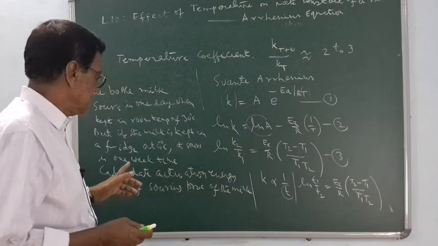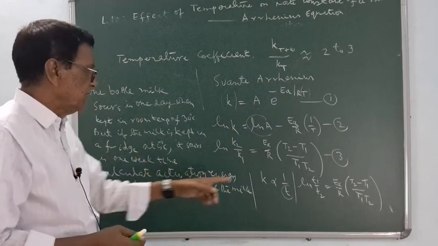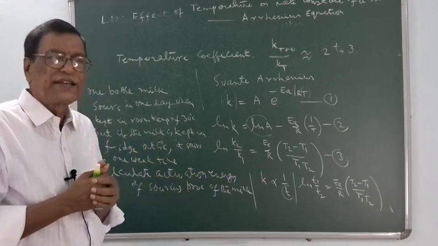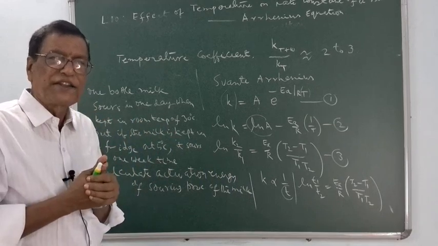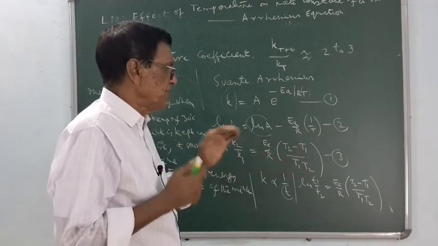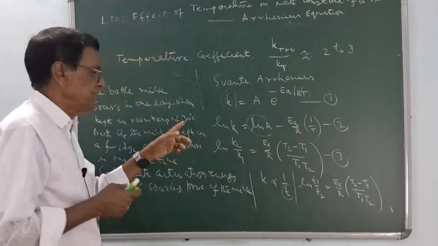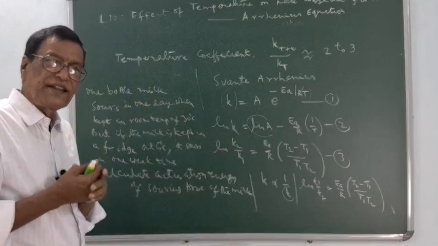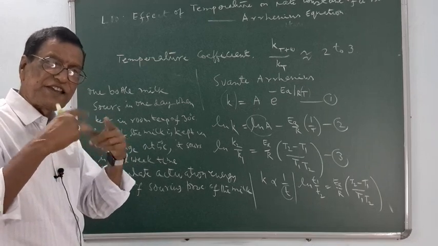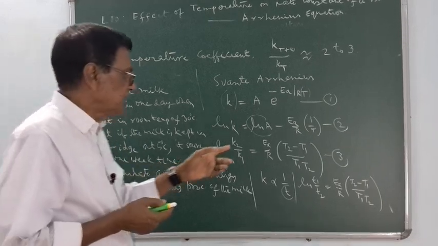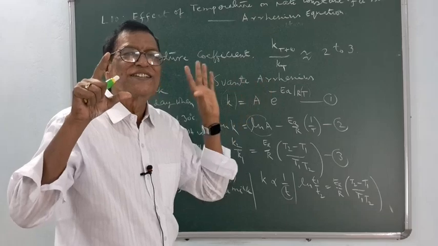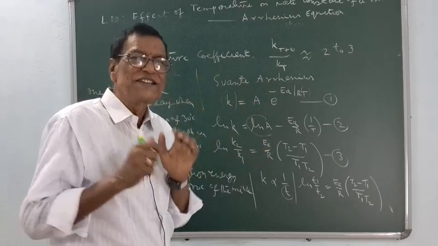T1 and T2 are given, 1 week and 1 day, and the temperatures are also given. 30 means 303, 5 means 278. So R is known, EA could be calculated. You calculate this at your own home in your leisure times.